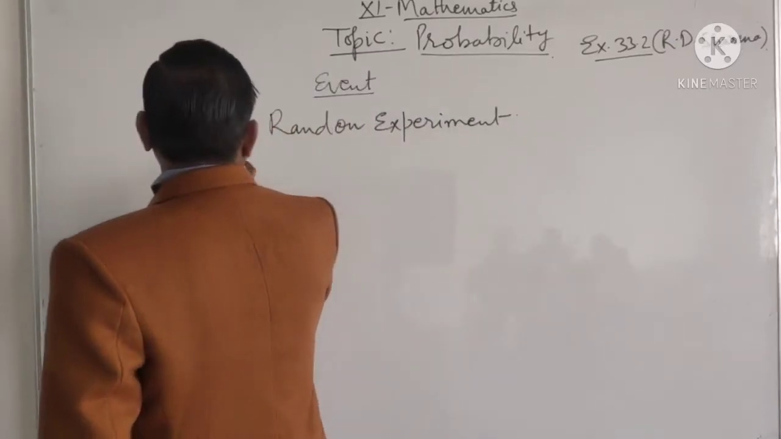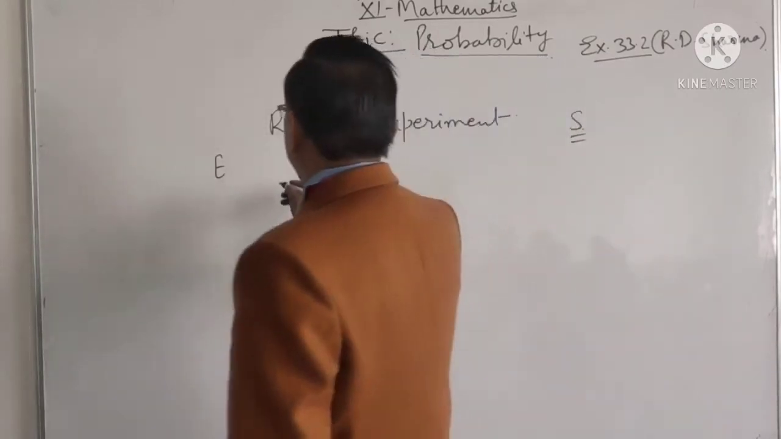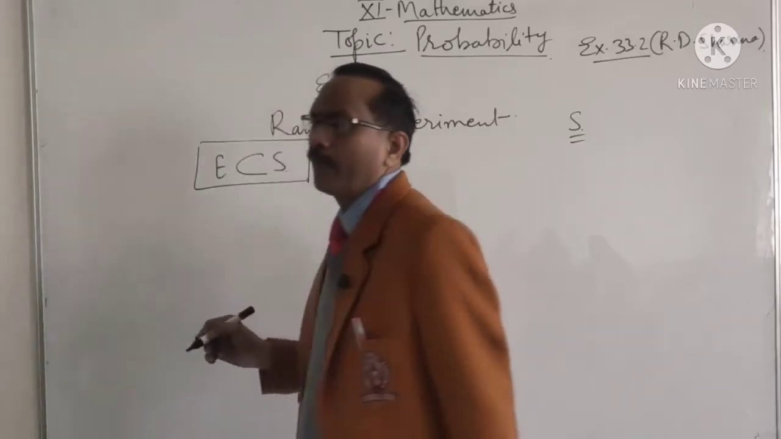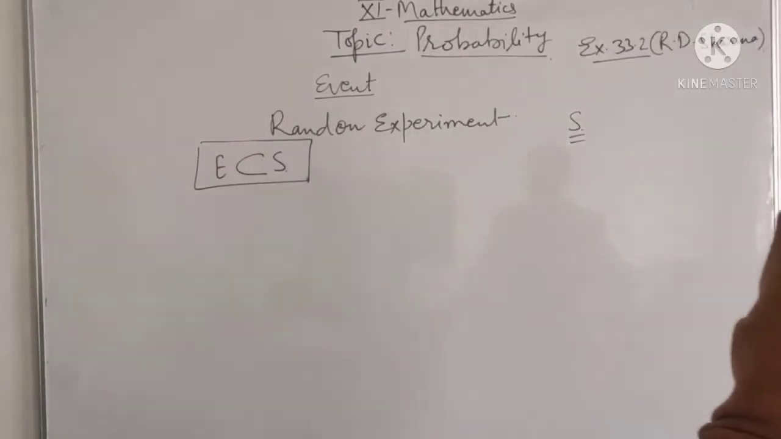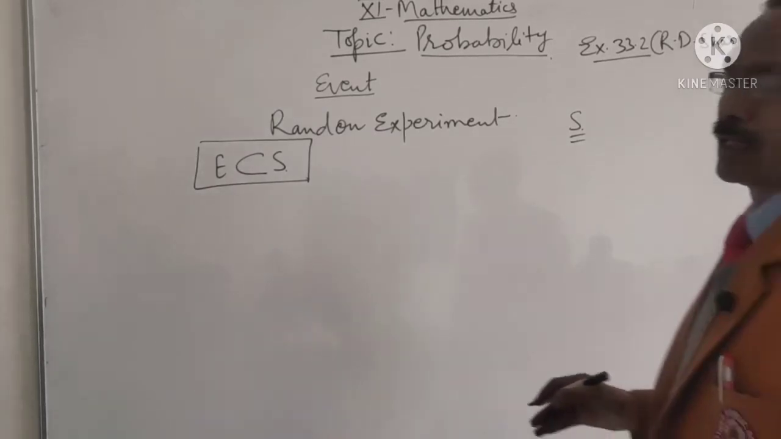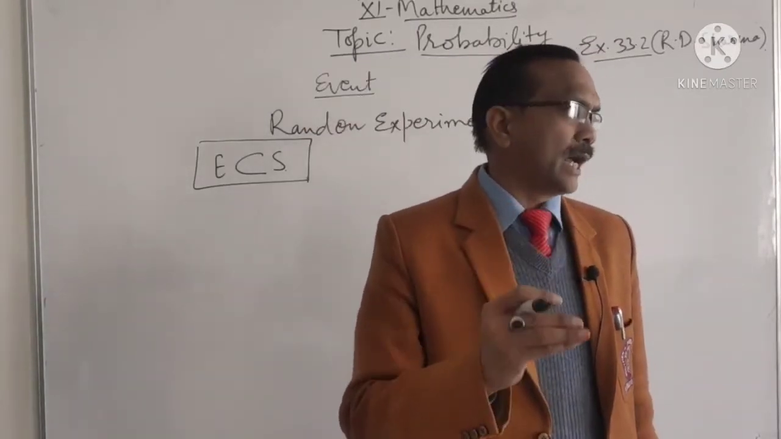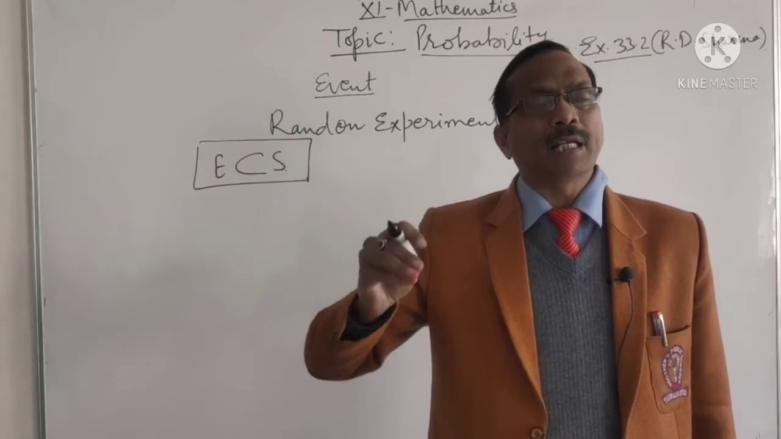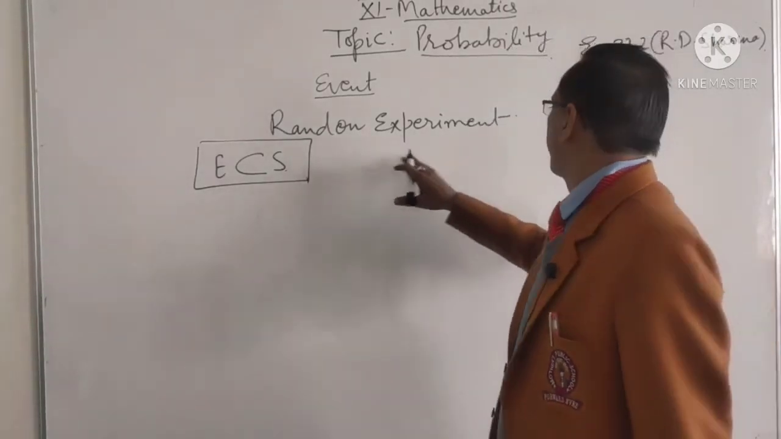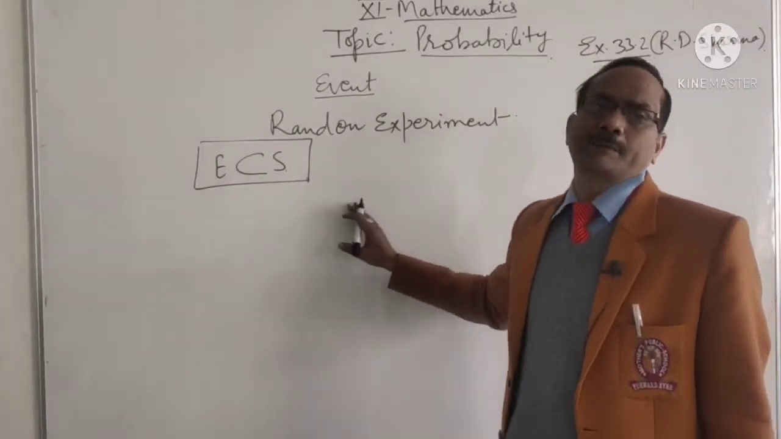Then suppose E is the event, S is the random experiment. Then event is the subset of S. Event is the subset of S. S is the sample space. Therefore, we can say that event is the subset of the sample space of random experiment. Here S is the sample space of the random experiment. Then event is a subset of it.